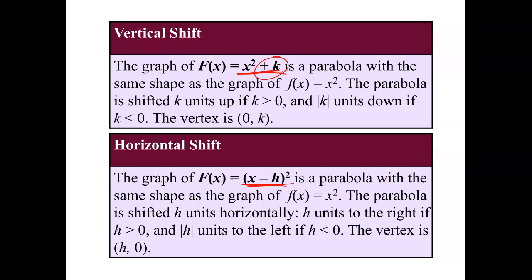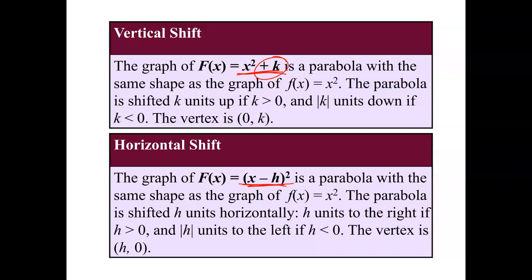Okay? So add something on the outside, it goes up or down. And when we start adding in stretches and compressions, it follows the same pattern. If it's outside of the parentheses, it's a vertical change. You either have a vertical stretch, a vertical compression, or a vertical reflection. If it's on the inside, we have a horizontal reflection, a horizontal shift, or a horizontal stretch or compression. So the inside is a horizontal change, the outside is going to be a vertical change.